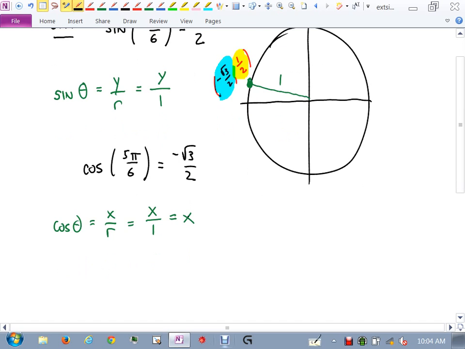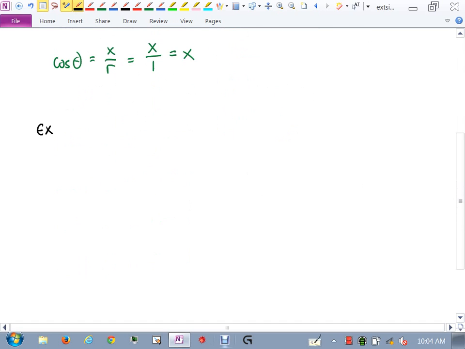Let's try another one here. As an example, find sine of 270 degrees. So real quick, somebody who's kind of catching this, tell me what you're going to look for here. The y coordinate, because it's sine, right? The y coordinate at what angle? 270. So go to your unit circle, go to 270. What's your y coordinate? What is it?